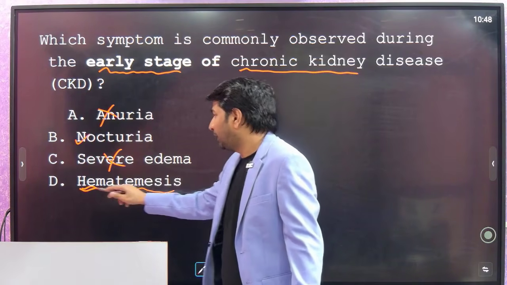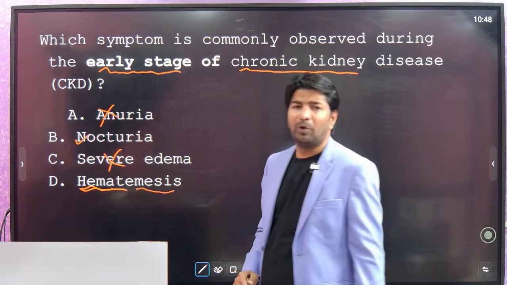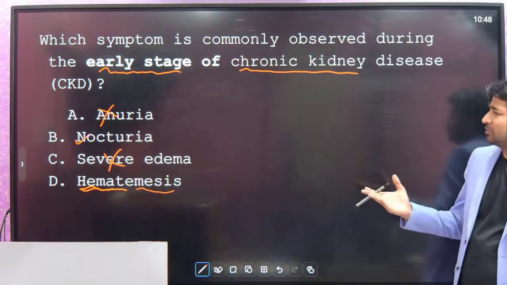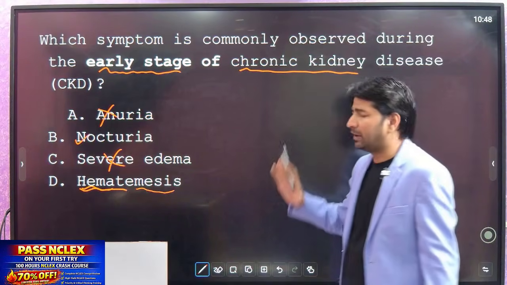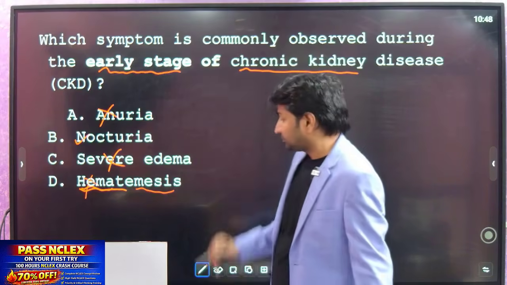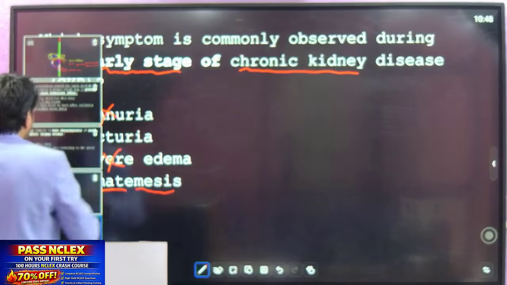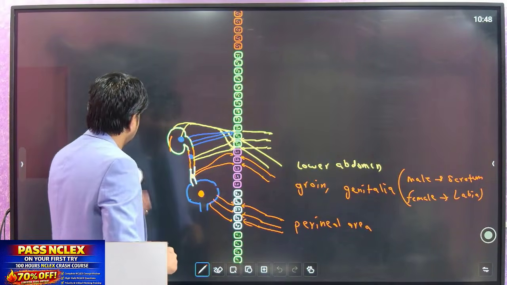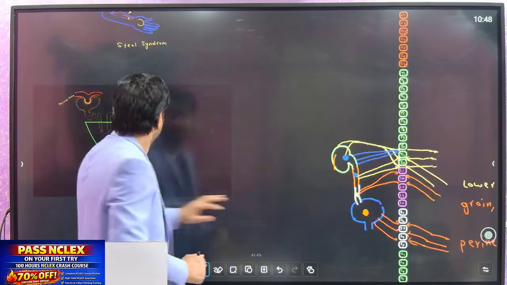Next is severe edema. Severe edema will occur, but the question asks about the early stage. Severe edema won't happen in the early stage, it occurs in the late stage, so this is also incorrect. Hematemesis. Hemat means blood, and emesis means vomiting. That is, if blood is appearing in the vomit. This symptom isn't even related to the kidneys, so we'd mark this as wrong anyway.